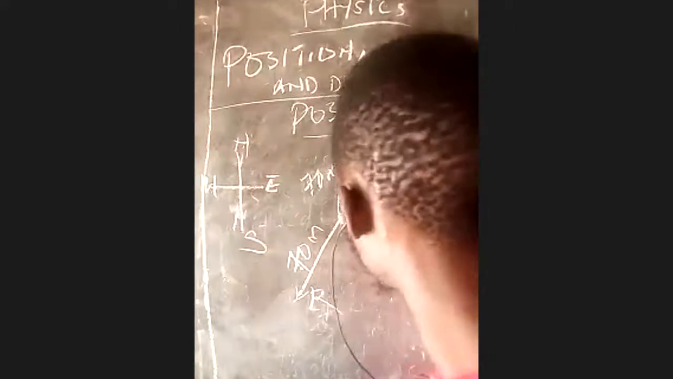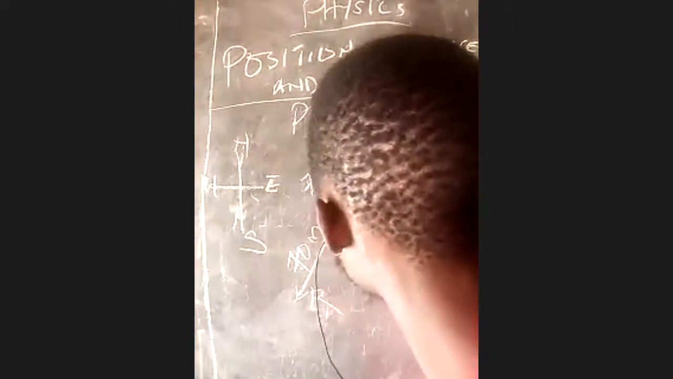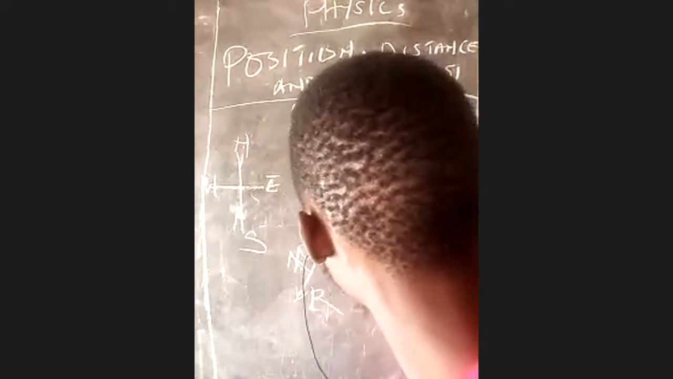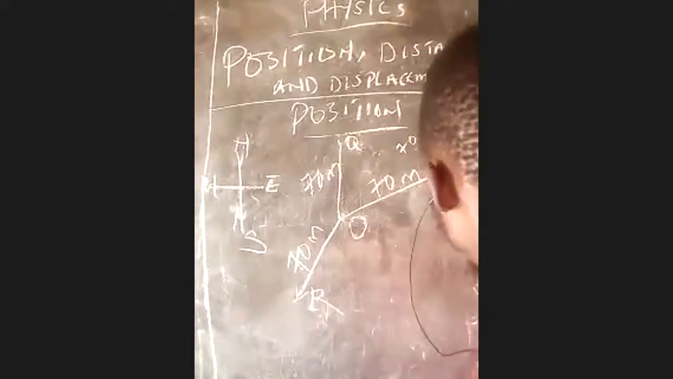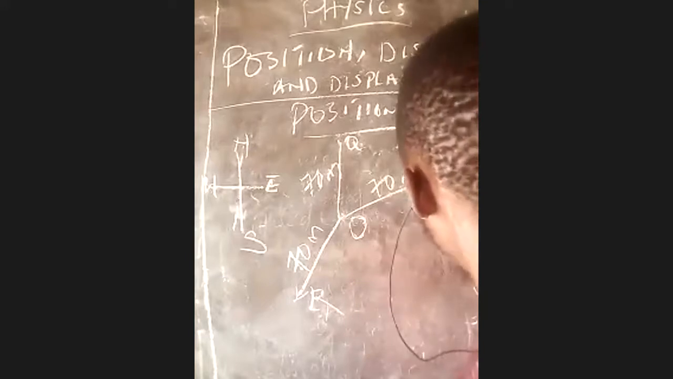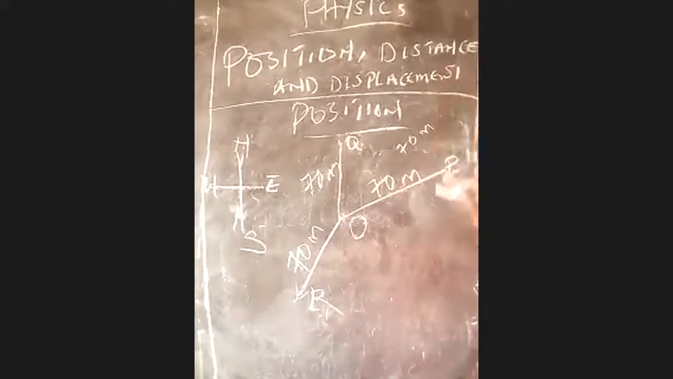A body must start movement from a point. And when it starts the movement from a point, it is going to attain a certain point. That certain point attained here is the position of the what? Of the body. The point attained here is the position of the body.